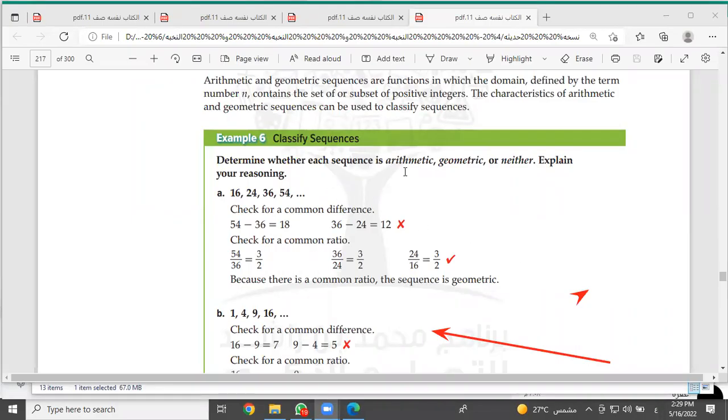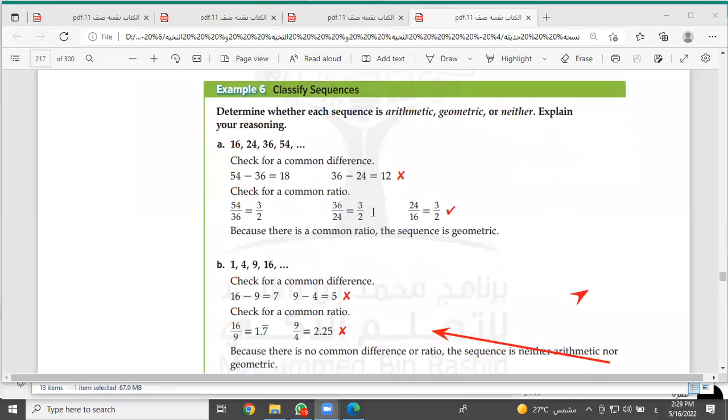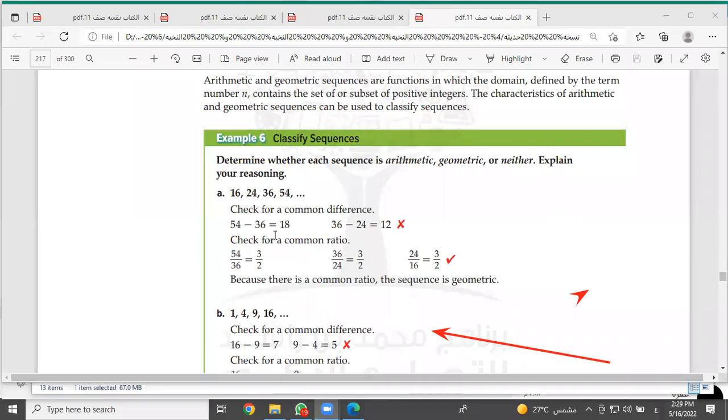Determine whether each sequence is arithmetic, geometric, or neither. Explain. Look, the first sequence: 16, 24, 36, 54. We have to subtract: 36 minus 24 equals 12. Also 54 minus 36 equals 18. This is to get the common difference, to say whether the common difference is equal or not. If it is equal, then it is arithmetic.